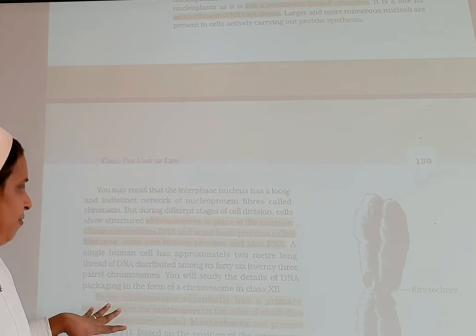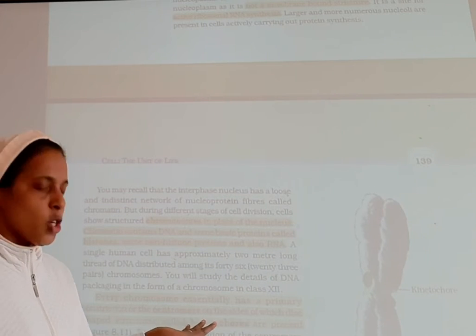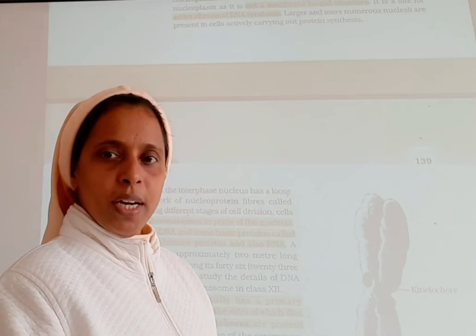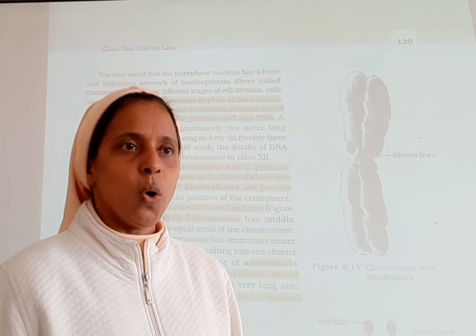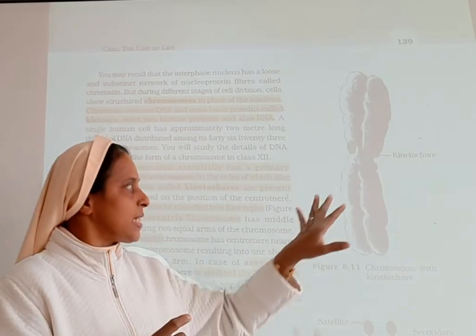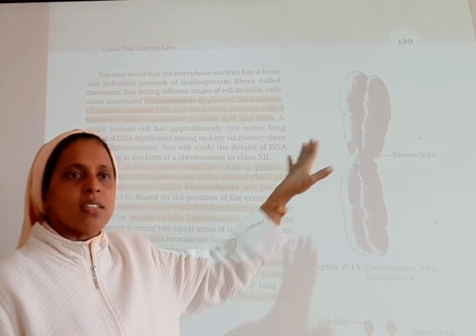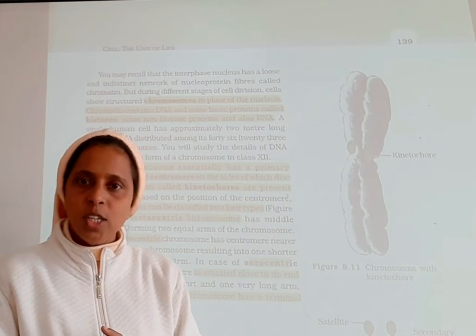Every chromosome essentially has a primary constriction termed the centromere. On each side of the chromosome there will be a disc-shaped structure, as you see here in the image. This disc-shaped structure is termed the kinetochore.